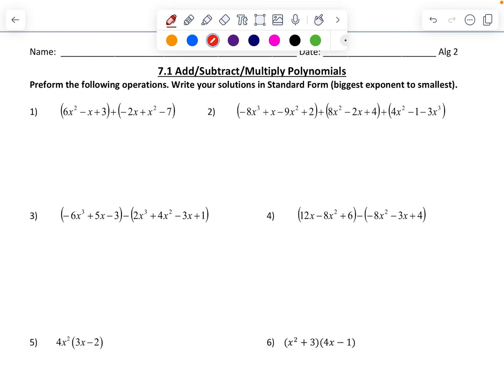Hello everyone. Today we're going to look at 7.1, adding, subtracting, and multiplying polynomials. I think a lot of this is going to be a refresher, but in case you'd like one, let's go over it. When you're looking at polynomials, you really have to look at how they're connected.